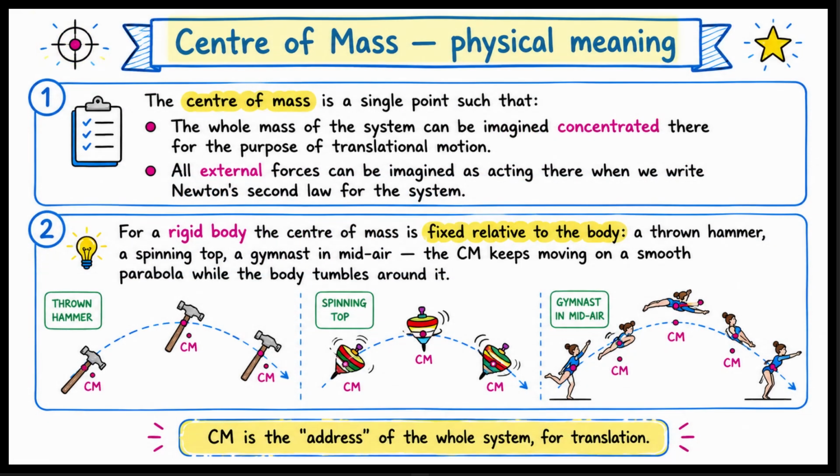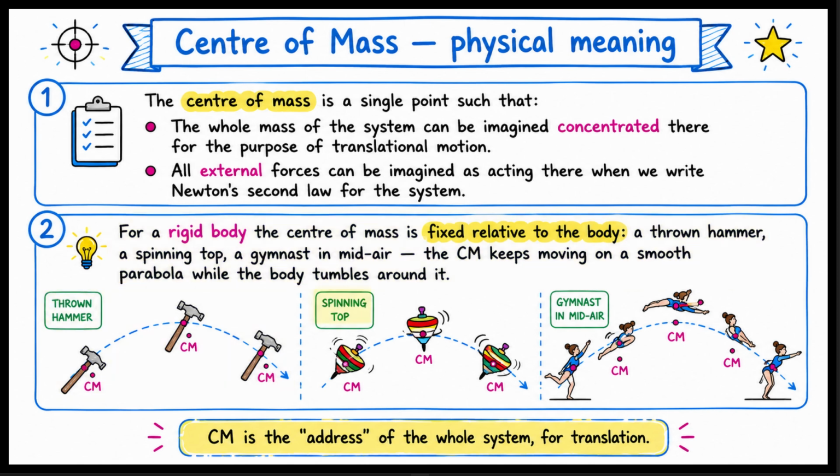So what is the center of mass physically? It is a single point with two useful properties. First, the whole mass of the system can be imagined as concentrated at that point when we study translational motion. Second, every external force on the system can be imagined as acting at that point when we write Newton's second law for the system. For a rigid body, the center of mass is fixed relative to the body.